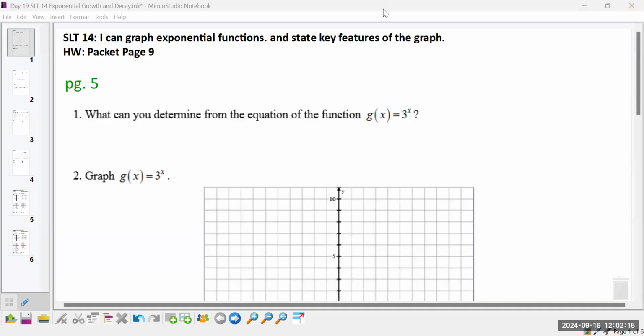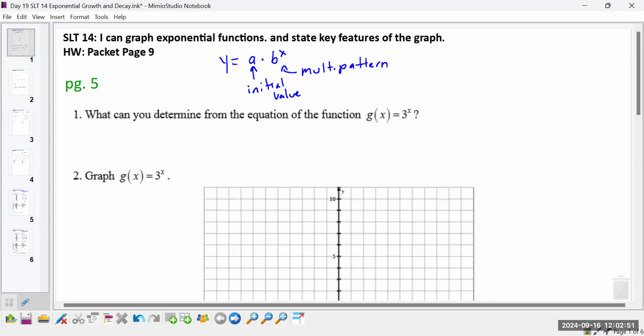In this video, we are going to graph exponential functions and also state key features. If you remember from yesterday, our format for an exponential function is y equals a times b to the x, where a is the initial value and b is the multiplication pattern. We might also call this our exponential growth or decay factor.